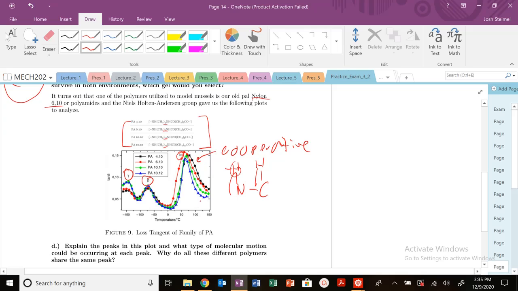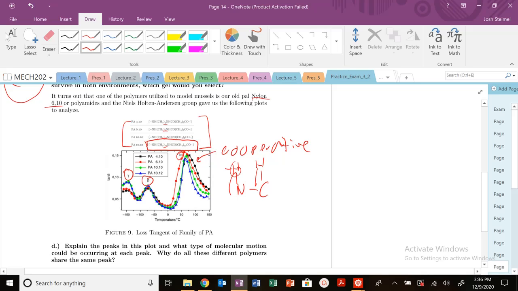That's the only thing that can explain the type of motion that's not going to change as a function of the backbone. The only thing that's changing in this nylon structure is the number of carbons in your monomer unit, in your repeat unit. So if we see that these same peaks occur for all these different polymers, there must be some rotation that's not changing as a function of the backbone. And that's why I'm saying that this alpha cannot be that Tg.